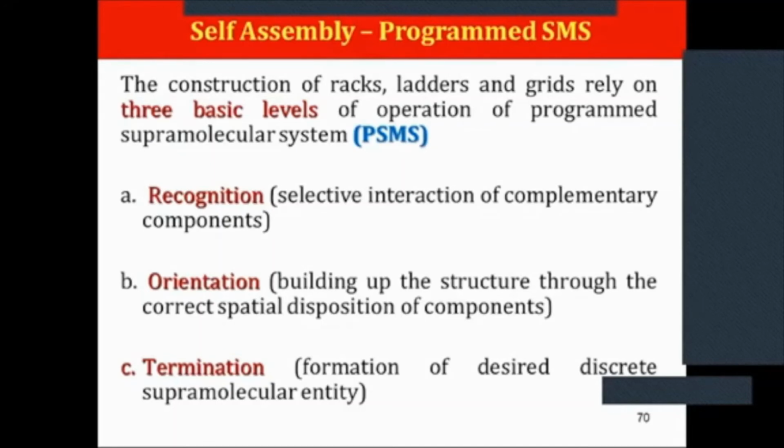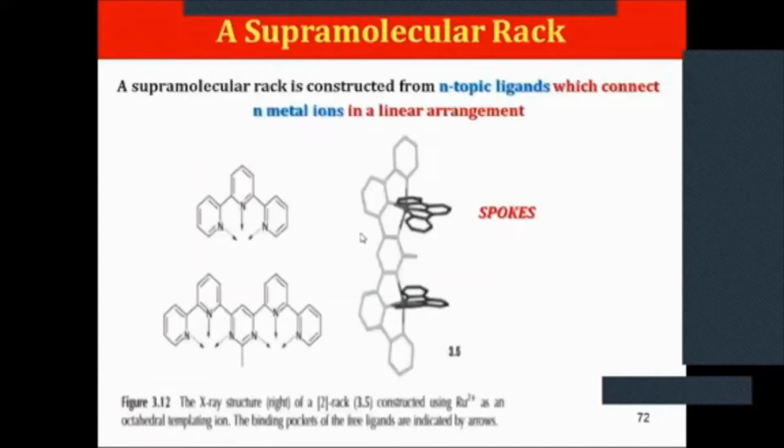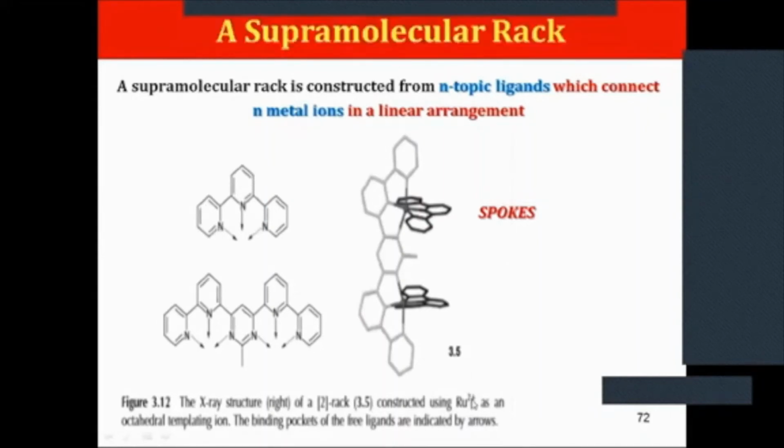So these are all the cartoon diagrams. You can see here, a rack is there, a ladder is there, a grid is there. Is it possible to have these types of structures in chemistry and chemical molecules? Of course. You can see here, if you take a carbonyl molecule with the help of ruthenium metal, this is the organic ligand, and this is the ruthenium metal. They both join with the help of an entropic ligand. This is called an entropic ligand. N metal ions are arranged similar to a ladder. So it is called a ladder in supramolecular chemistry.